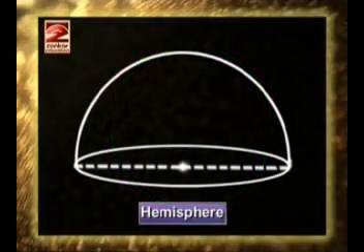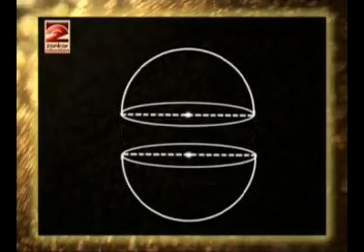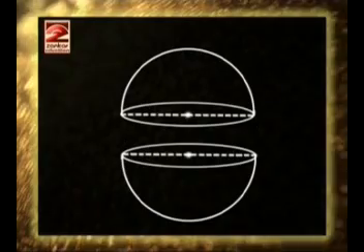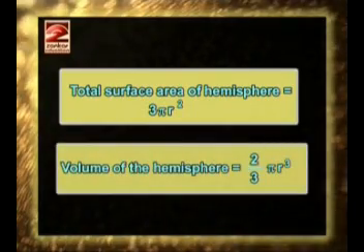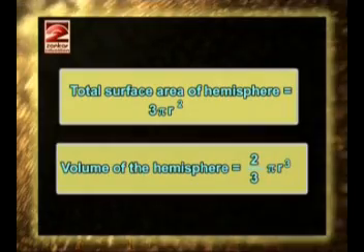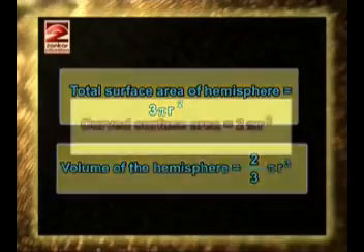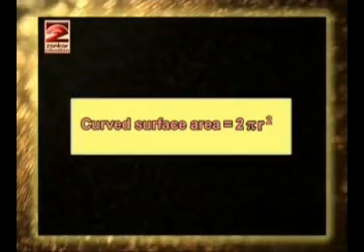Now this is a hemisphere. A plane passing through the center of a sphere divides the sphere into two equal parts and each part is a hemisphere. The total surface area of a hemisphere is equal to 3 pi r square and the volume of a hemisphere is equal to 2 upon 3 pi r cube. The curved surface area is equal to 2 pi r square.